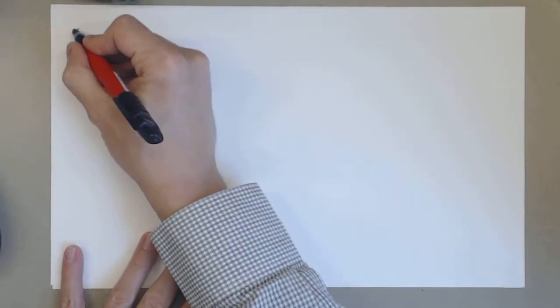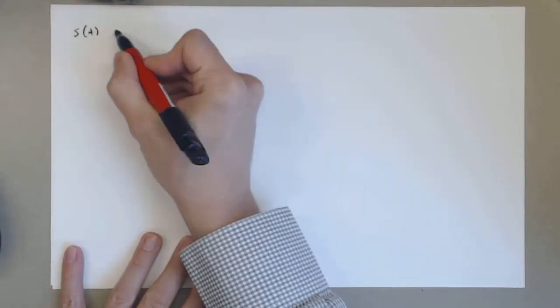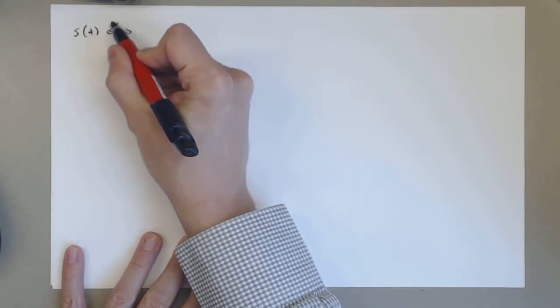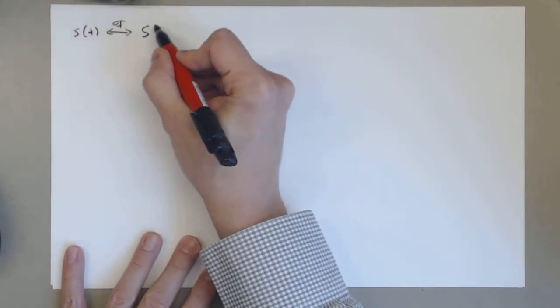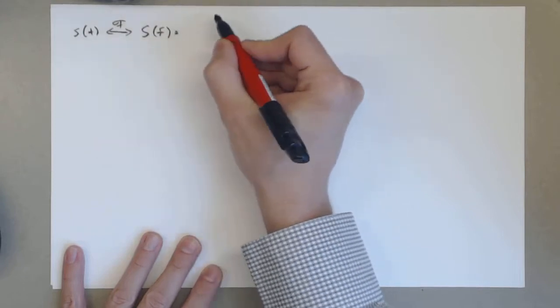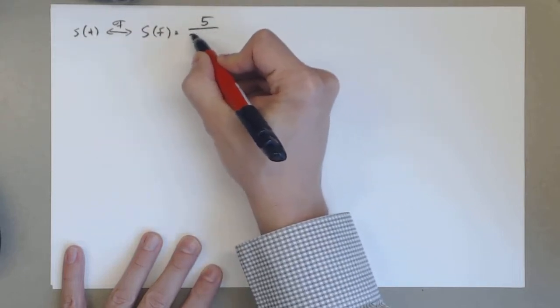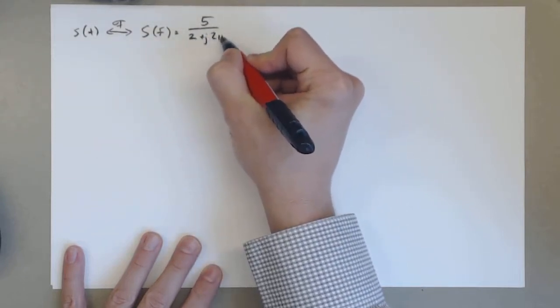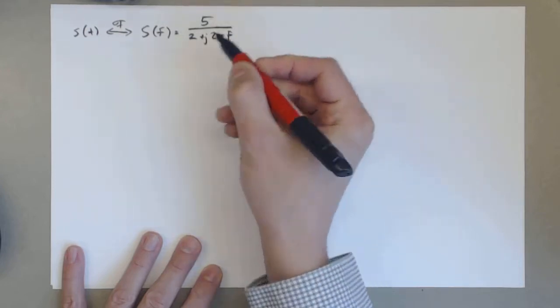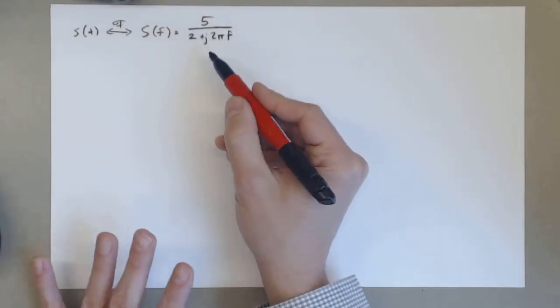In this video, we'll find some Fourier transforms by using some of the properties we've seen. In this case, we actually will know the Fourier transform of the signal is going to be 5 over 2 plus j 2 pi f. Perhaps you recognize that the signal must be a decaying exponential.